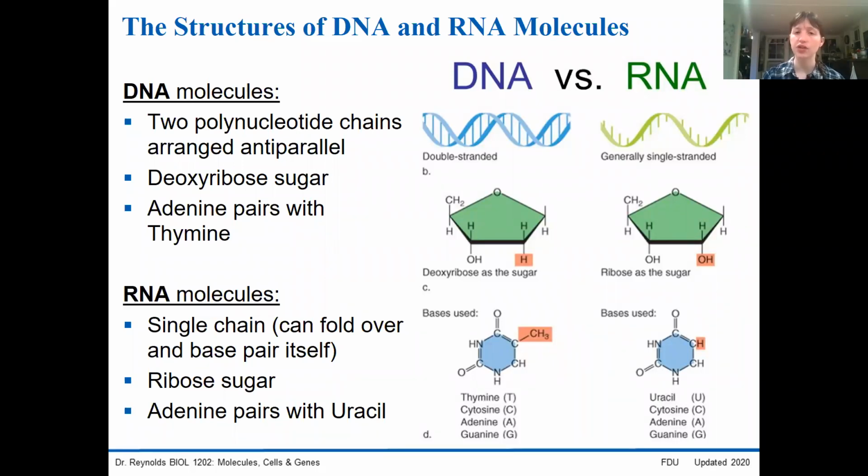RNA molecules are going to be single chains. They can fold back around again to interact with themselves, so they still have the ability to hydrogen bond to do this nitrogenous base pairing, but they're only going to be a single strand. They have a core of a ribose sugar, and their adenine is going to pair with a uracil.